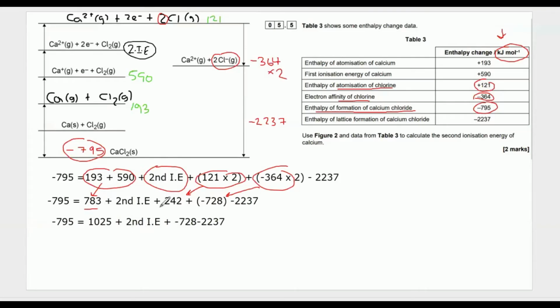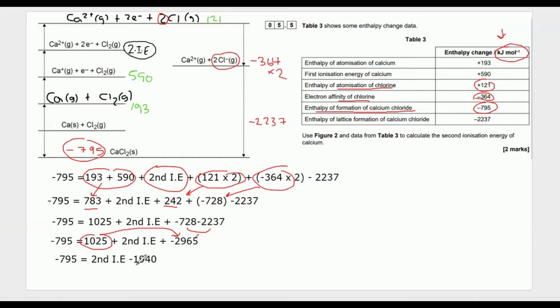I like to do it step by step because I'm going to make mistakes. Some people just bash this all in their calculator, do it all in one go. So I've now got 1025 plus the second ionization energy plus minus 728 minus 2237. So I'm going to add those minuses together. I'm going to get minus 2965. Now all I want to do is take the 1025 and add it to the minus 2965, and we're going to find that minus 795 equals the second ionization energy minus 1940.